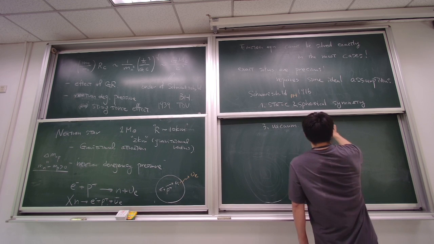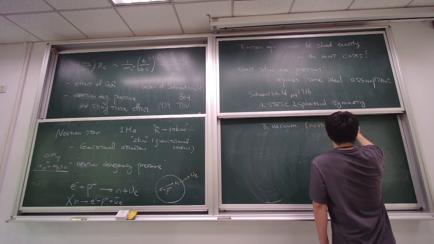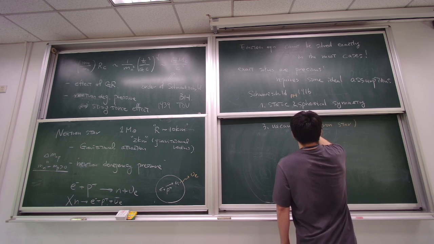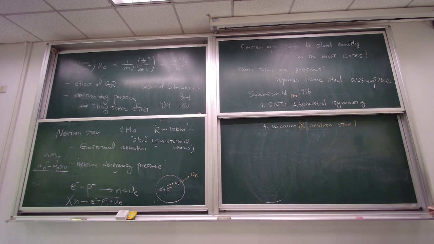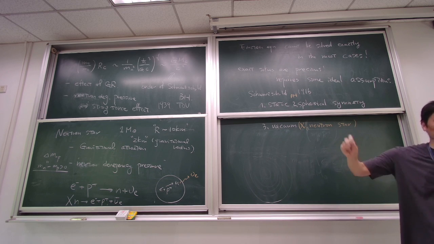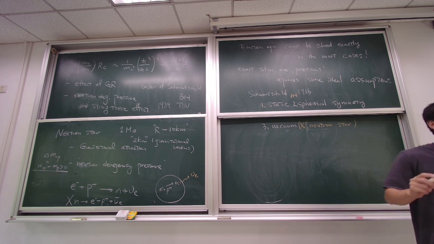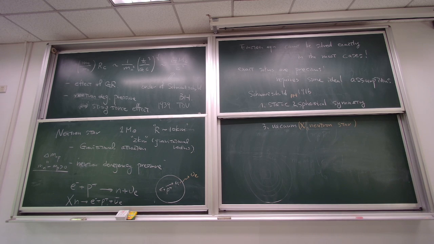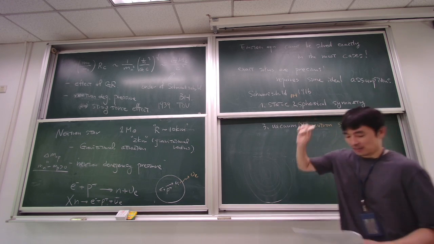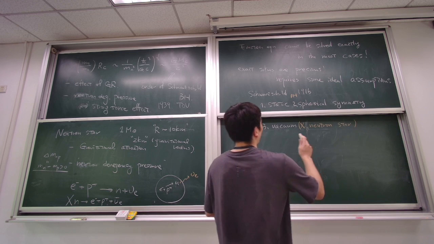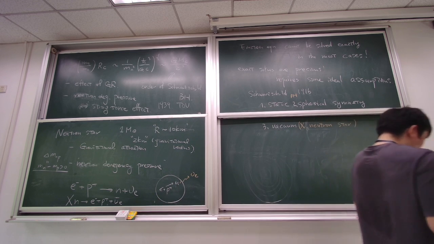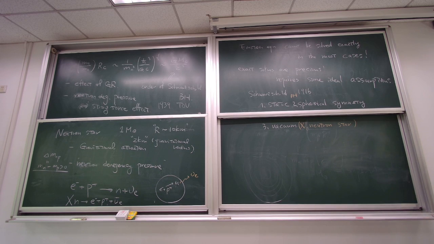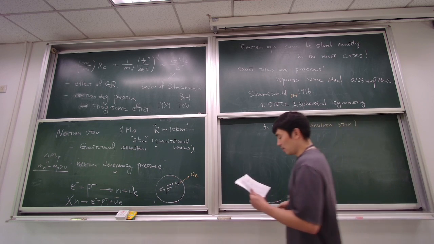Neutron star. The assumption fails here, and then you need to use some other assumptions, for instance a perfect fluid and so on. That's what TOV did, and that's what we are going to do. But before going to the neutron star, let's first solve the Schwarzschild solution.